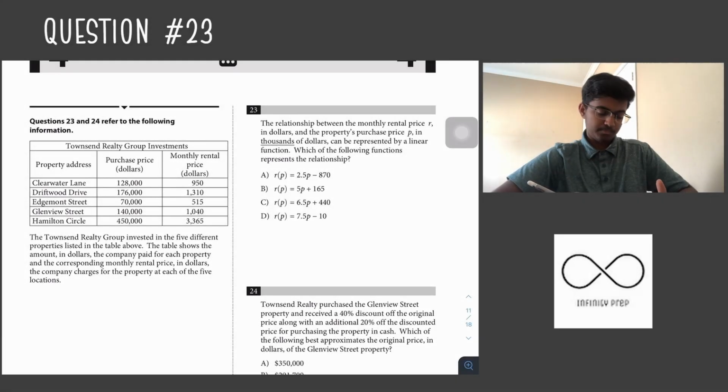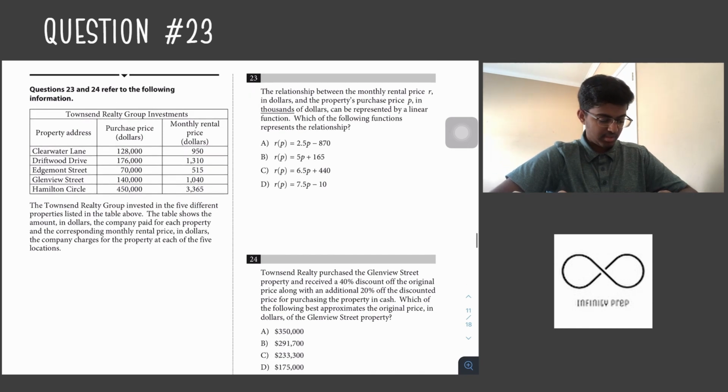Question number 23. To answer this question, we first have to look at the information given to us, which says the Townsend Realty Group invested in the 5 different properties listed in the table above. The table shows the amount in dollars the company paid for each property and the corresponding monthly rental price in dollars the company charges for the property at each of the 5 locations. The question says the relationship between the monthly rental price R in dollars and the property's purchase price P in thousands of dollars can be represented by a linear function. Which of the following functions represents the relationship?